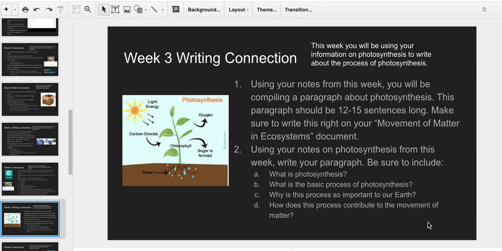And matter, remember, is something that has a mass and a volume. So think about that and kind of put things together this week. So by the end of this week in your writing connection, you should have the section on matter completed, and you should also have the section on photosynthesis completed. And that should be on your Movement of Matter in Ecosystems document.